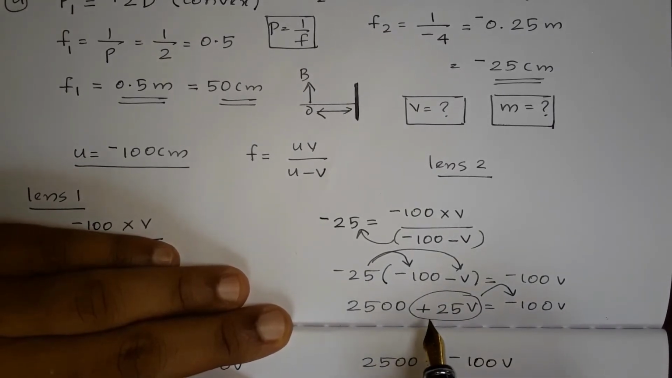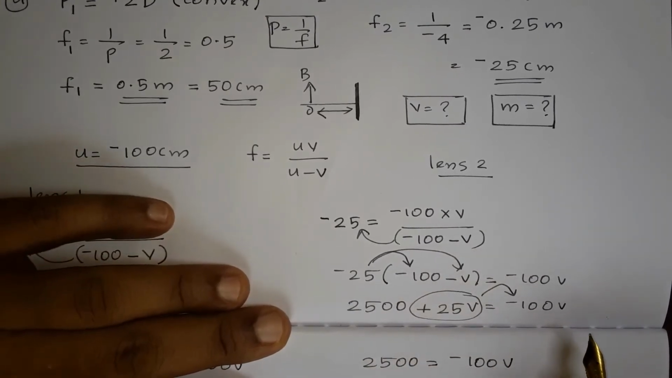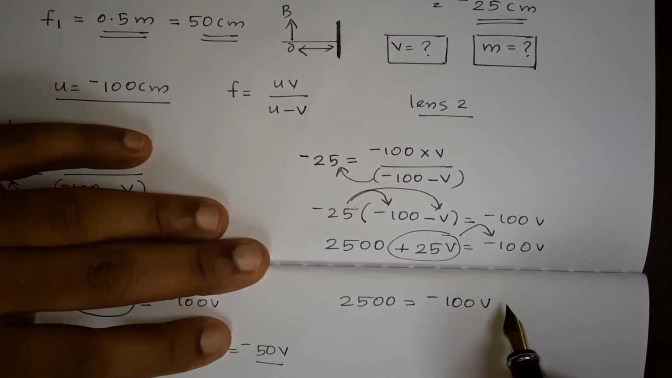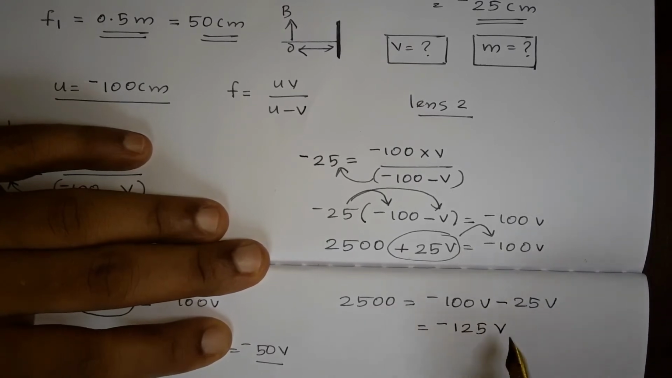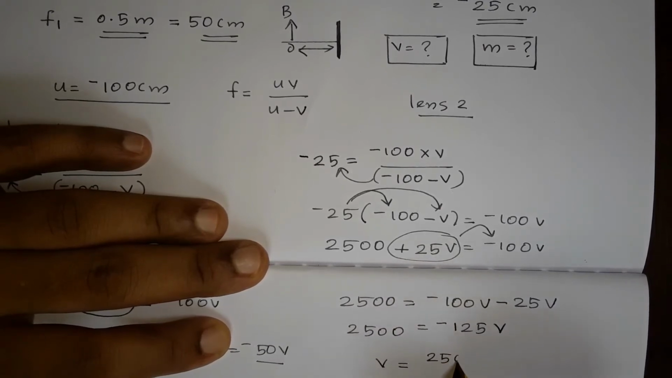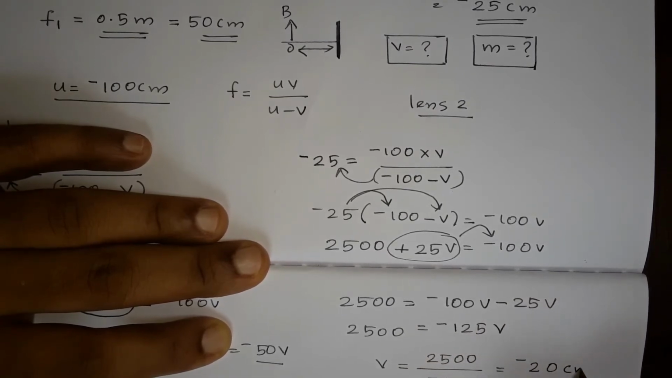See, here it is positive, plus 25. When it goes to the next side it will become minus. So minus 25v. Minus 100 minus 25, it is minus 125v. Here it is 2500. So what is v? 2500 by minus 125, right? So what we will get? Here it is positive number by negative number, negative. Answer is negative. And 250 by 125, we know it is 2. So it is minus 20 centimeters.